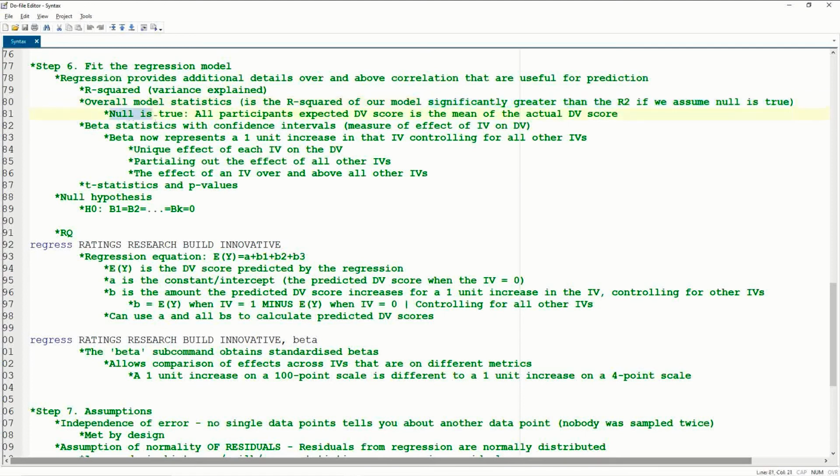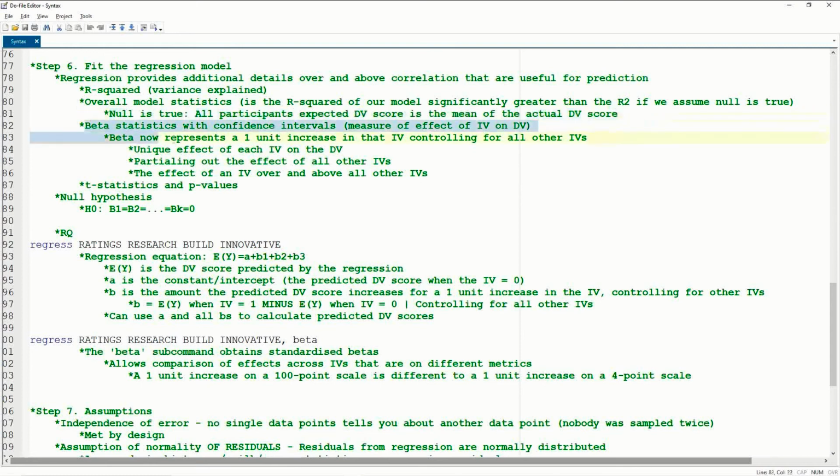It's worth reminding ourselves that when we say assuming the null is true, what we mean is that all participants are expected to get the DV score as the mean. Remember that the regression formula is all about predicting the DV score. So in the null model, we assume that the predicted DV score for all participants is just the mean of the actual DV.